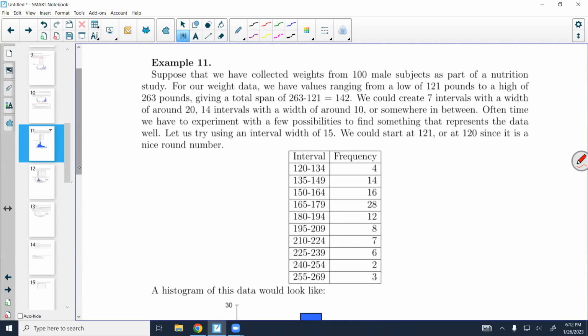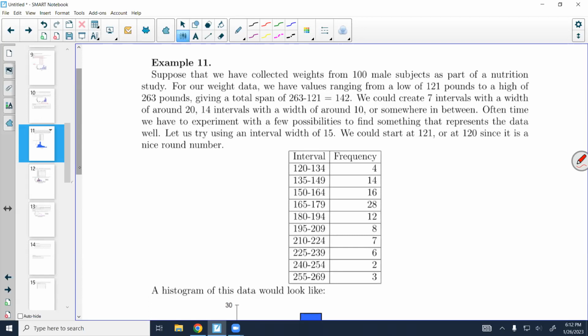So suppose that we've collected weights for 100 male subjects as part of a nutrition study. For our weight data, we have values ranging from as low as 121 pounds to as high as 263, given a total span of 142. And we could create 7 intervals with a width of around 20, 14 intervals with a width of around 10, or somewhere in between. Sometimes we have to experiment with a few possibilities to find something that represents the data well.